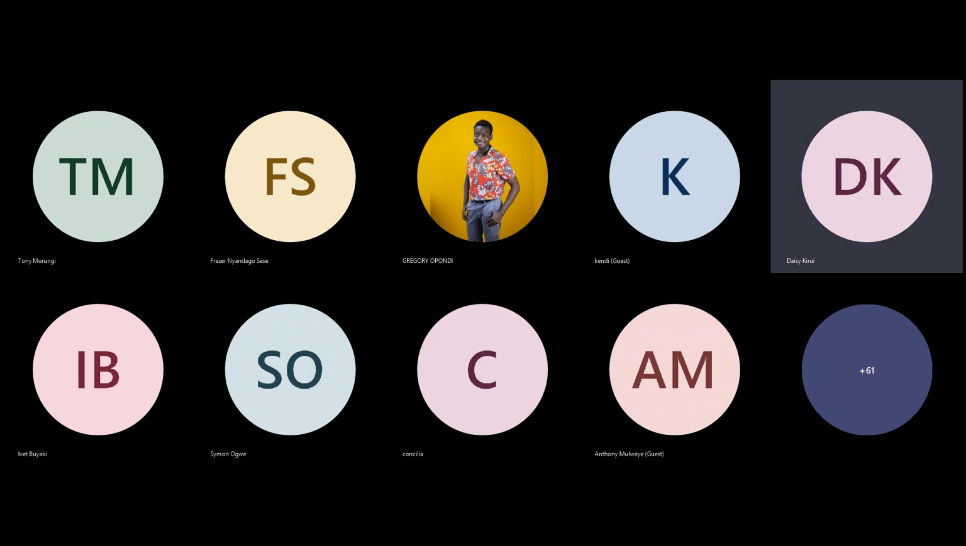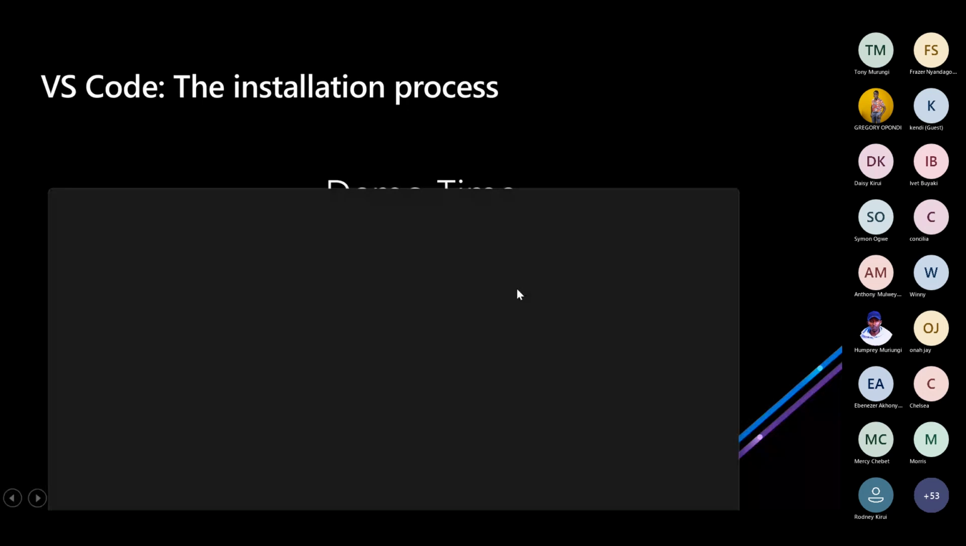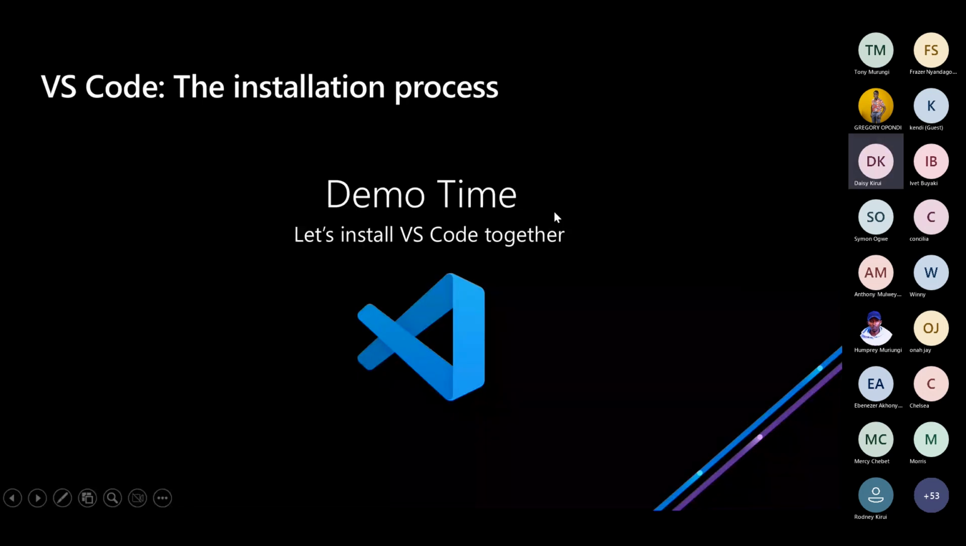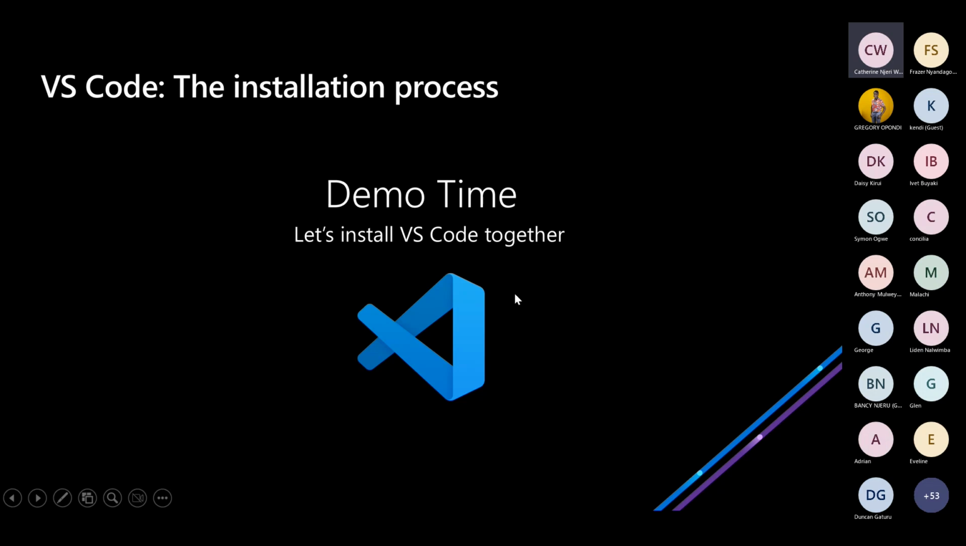There's a hand up. Sure, you can ask. Okay, the adding to path. What if I've already installed VS Code? Do I need to uninstall it and then ensure that it is added to path? Same for Python.